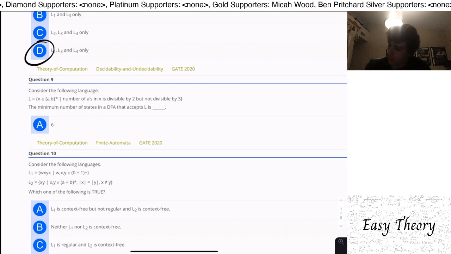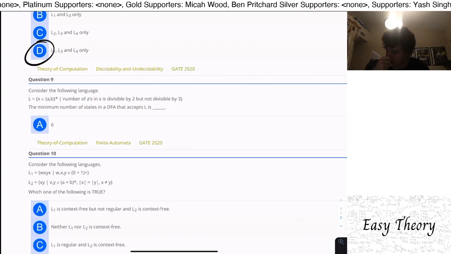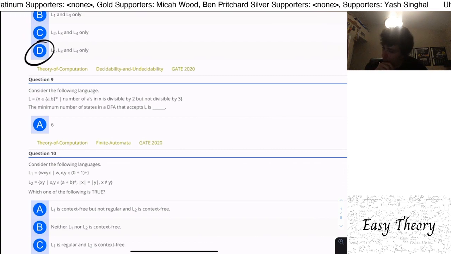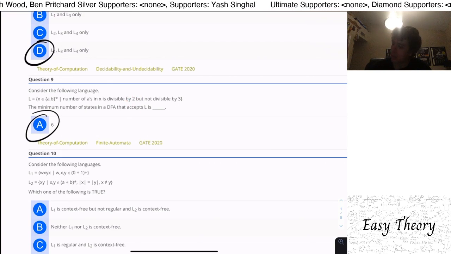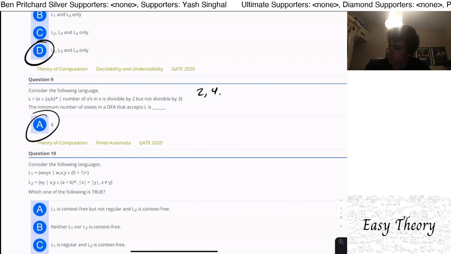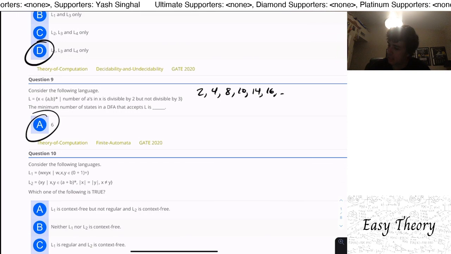Okay, all the strings in {a, b} star such that the number of a's is divisible by 2, but not divisible by 3. So this one was just a fill in the blank, I guess. And the reason for it is, if it's divisible by 2, and it's not divisible by 3, well, that means that it's divisible by 2 for 8, 10, 14, 16, etc.